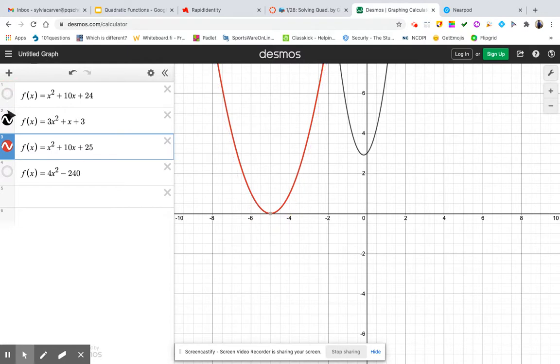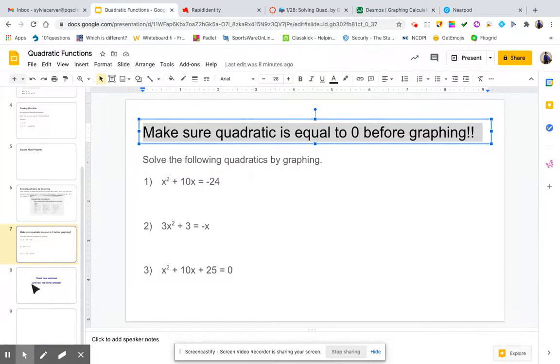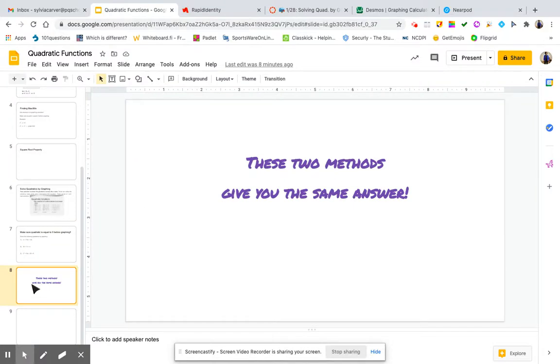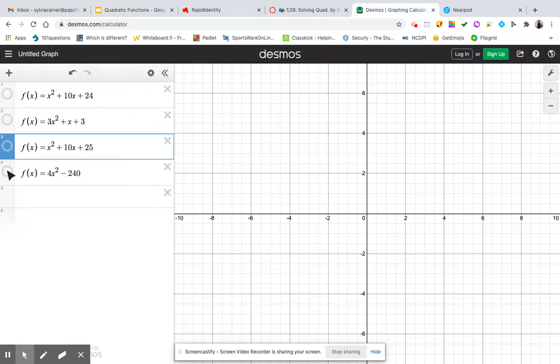Now, I do want to show you that these have the same answer. So the square root method and the graphing method give you the same answer. Whether you want to try to solve it by solving an equation and taking the square root, or whether you want to solve it by graphing, it's going to give you the same answer. So this last one that I have on Desmos is the previous one from the other video that I showed you when I showed you how to take a square root.